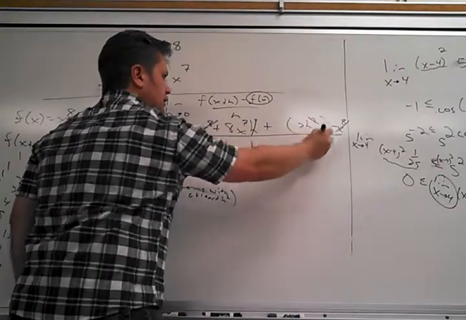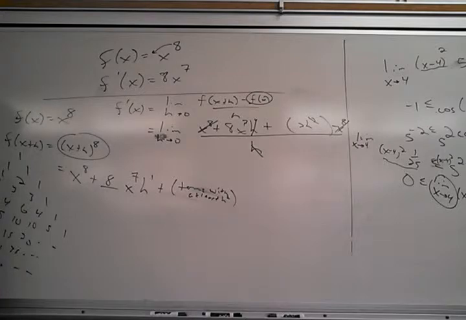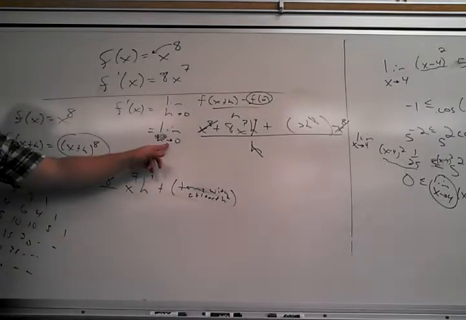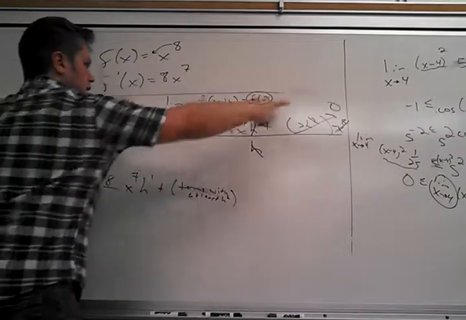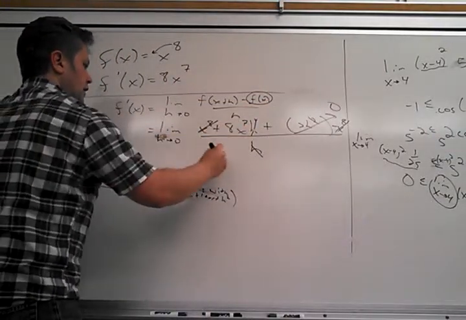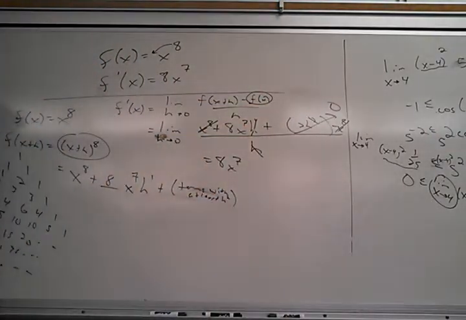Here, there's going to be at least one h left in every single term, and why is that important? Because I'm letting h go to 0. That whole thing goes to 0. Those h's canceled. I get 8x to the 7th. I picked 8 just so it's easier to look at. Are you with me? So it's not really a proof.